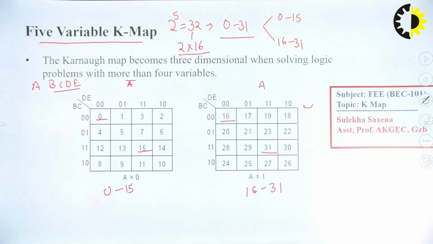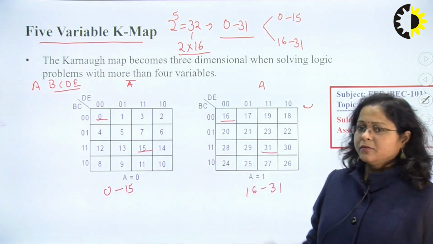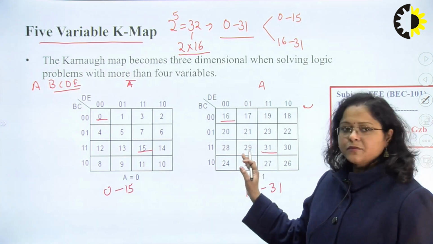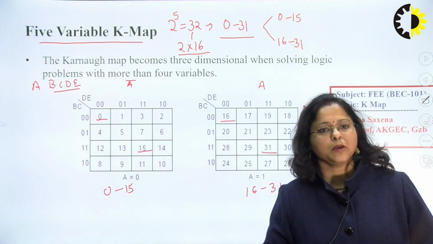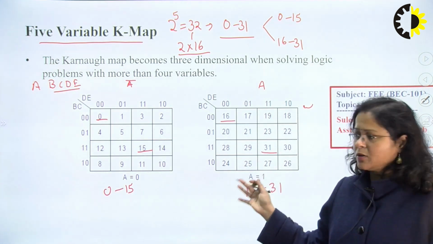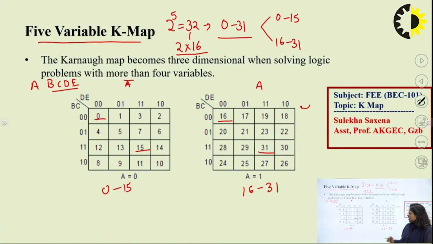So grouping will be the same as we have already discussed in the 4 variable K-map. That is, we search first for an octet, then a quad, then a pair. But one more form of grouping is there: when we put both these K-maps one over the other, and if there are ones or zeros in the same location, then again it forms a group. So we consider grouping in a single K-map as well as with both K-maps put one over the other, and if we find any group one over the other, then again it will form a group of ones.